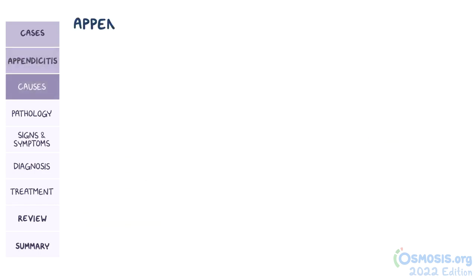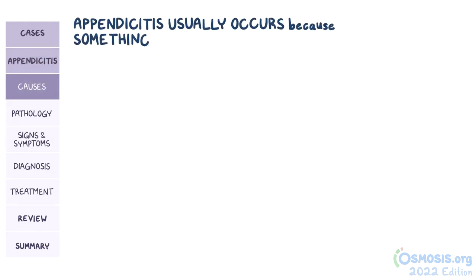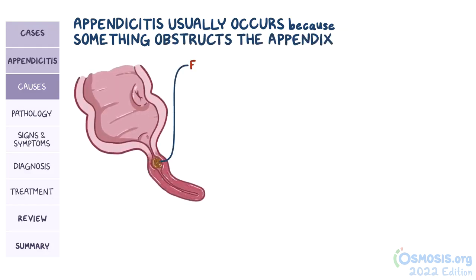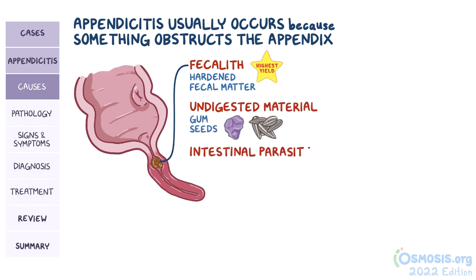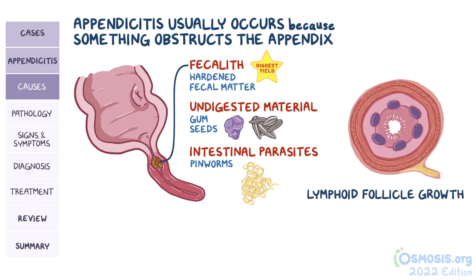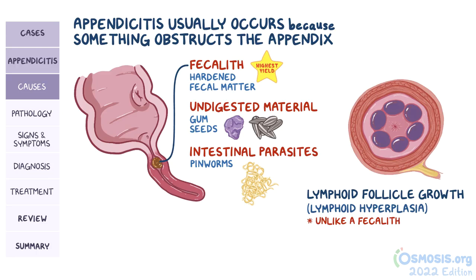Okay, so appendicitis usually occurs because something gets stuck and obstructs the appendix. That something could be a fecalith, which is a hardened lump of fecal matter, a piece of undigested material like gum or seeds, or even a clump of intestinal parasites like pinworms. Another cause of obstruction could be lymphoid follicle growth, also called lymphoid hyperplasia. And a high-yield fact is that unlike a fecalith, this is more common in children.